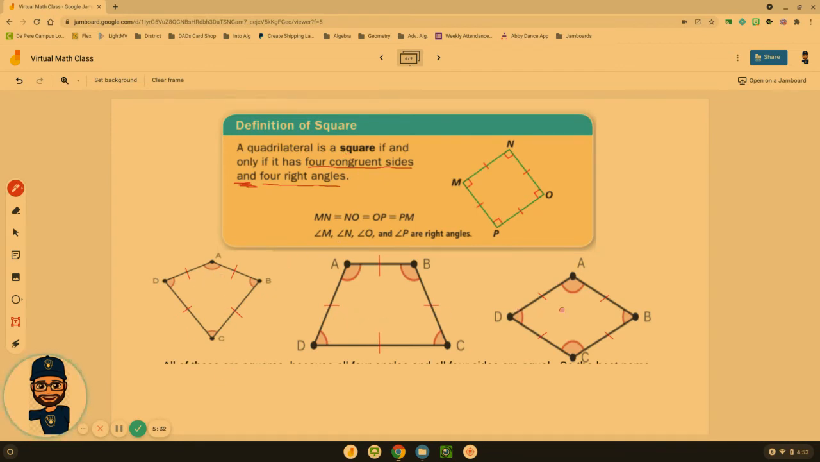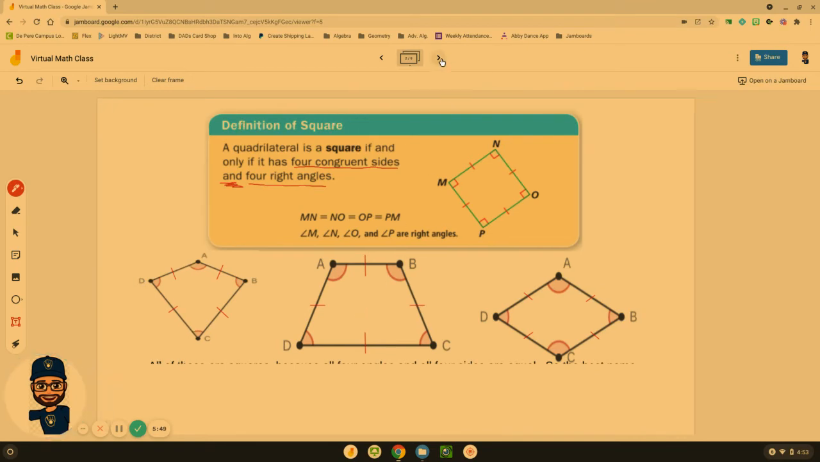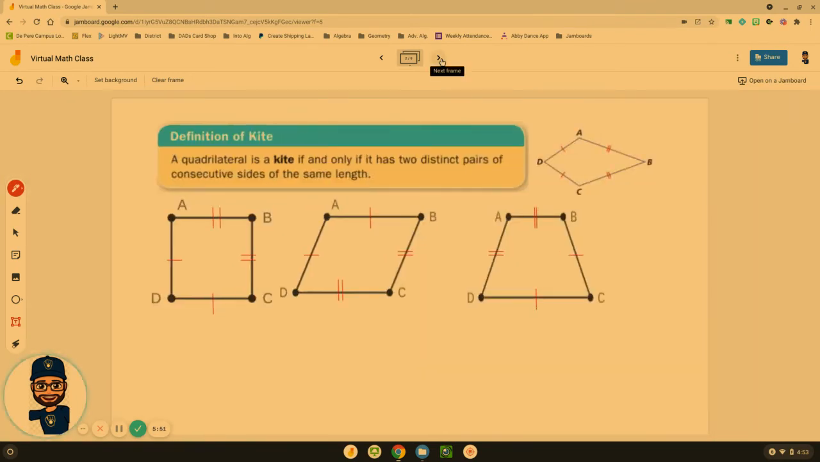And again, even though these don't look like they're squares, based upon the evidence, 4 congruent angles inside a quadrilateral means they're all 90, and all 4 sides have the same mark. Therefore, those are all squares. Then we travel to a kite, not a diamond, but a kite.